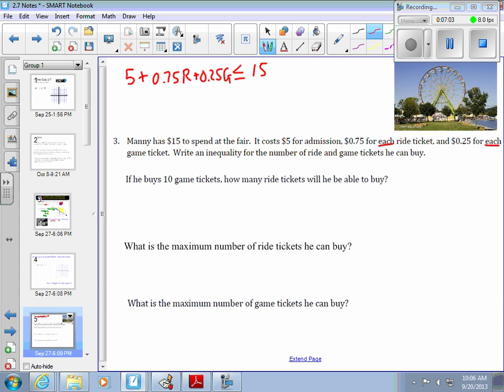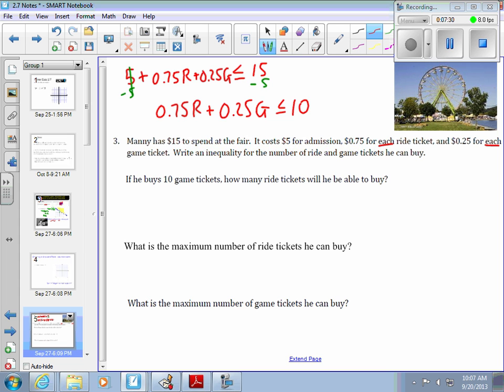So we could do probably one thing to simplify this a little bit as we go here. Let's subtract admission right away because we know he's going to have to pay for that admission to get in. So really, he can spend some combination of 75 cents on ride tickets and 25 cents on game tickets. That has to be less than or equal to the $10 he has remaining after admission.